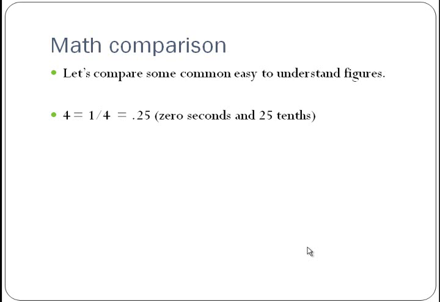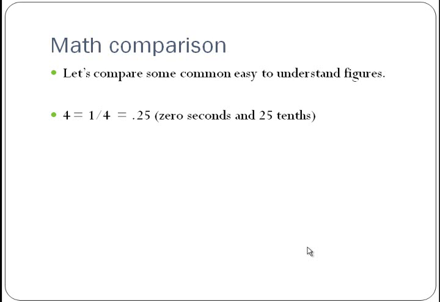So, for the faster speeds in the viewfinder, it looks like a 4, but you have to think in your head it's really 1/4. The 4 is the denominator of 1/4. And if you divide 1 by 4, you get 0.25. Or you get 0 seconds and 25 hundredths.